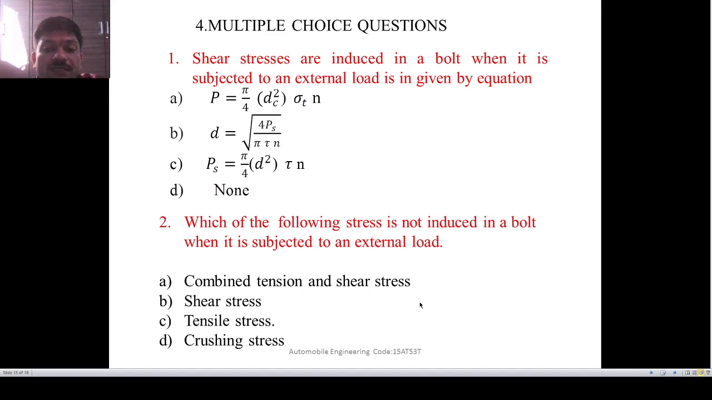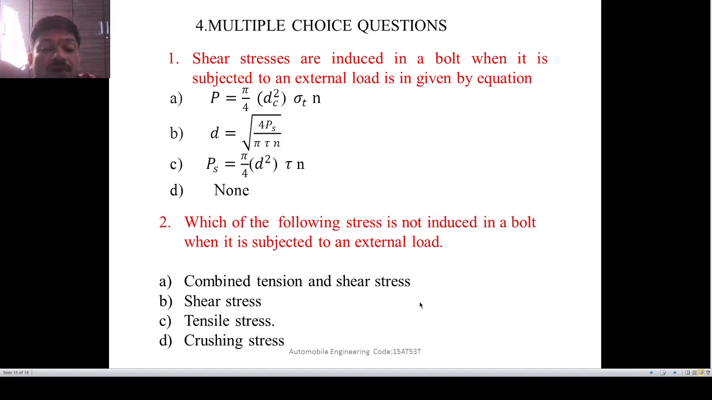Which of the following stresses is not induced in a bolt when it is subjected to an external load? You read the problem. Option A, combined tension as well as shear. Second, shear stress. C is the tensile stress, and D is crushing stress. Try anyone.